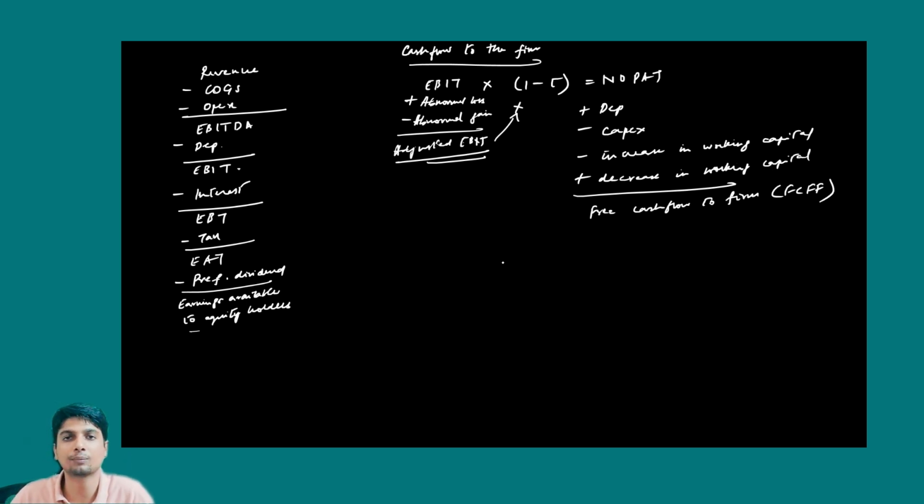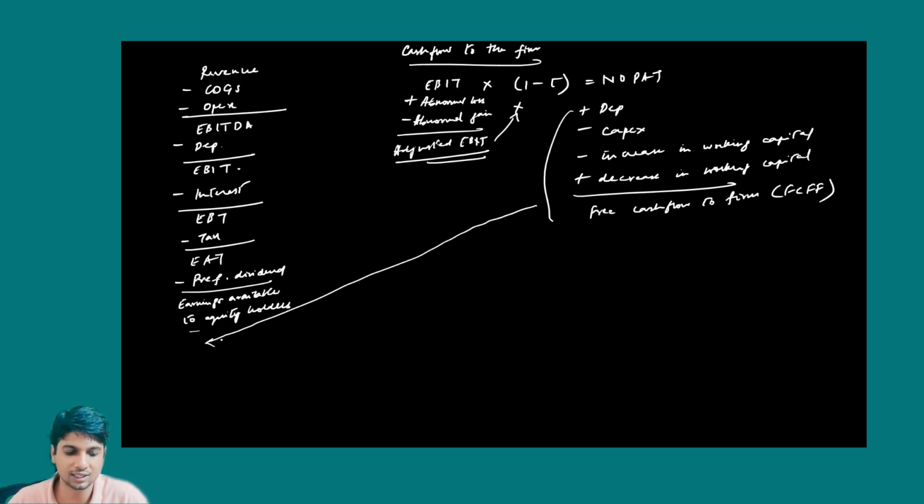Suppose I want to find out what is free cash flow to equity holders. So this is free cash flow to firm, right? So what I'll do, this entire thing, I will bring it here. All these adjustments plus depreciation minus capex minus increase in working capital, or if it is decrease, then plus decrease in working capital. This entire thing I will bring it here, and then I'll get FCFE, that is free cash flow to equity. So suppose if there is abnormal loss or gain in this case also.